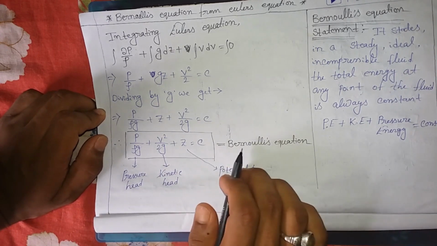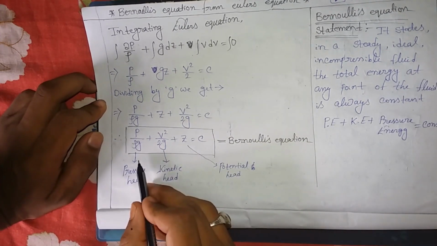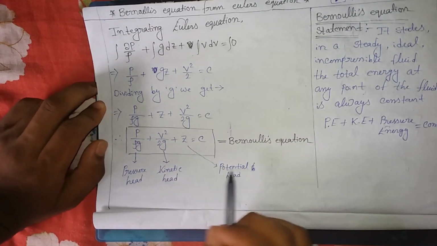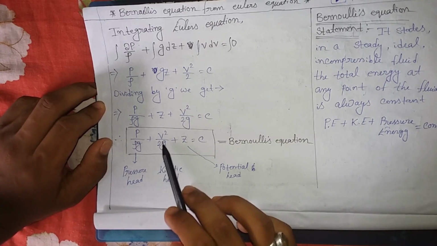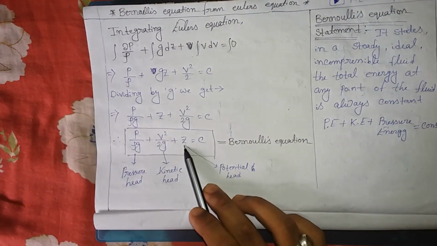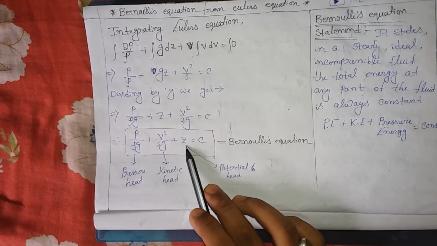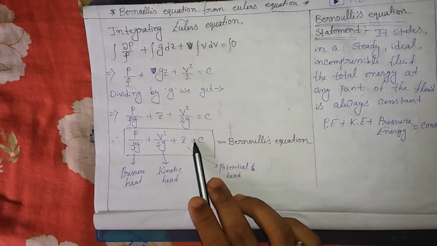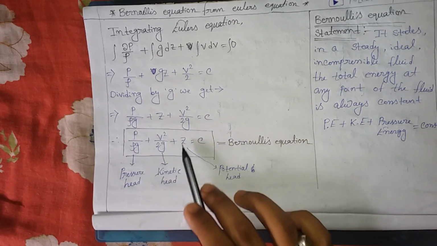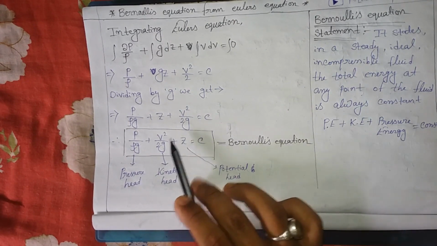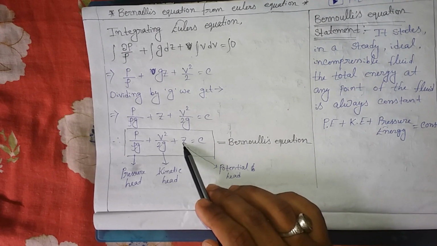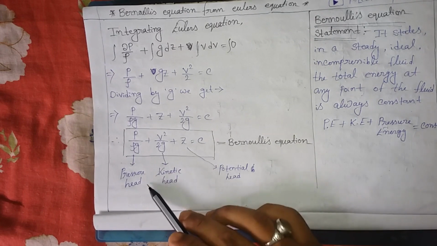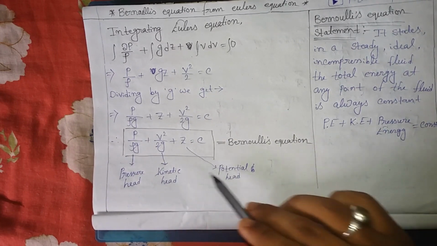So this is Bernoulli's equation, where this is the pressure head, this is the kinetic head, and this is the potential head. We know these as energies: p by rho g and v square by 2g as kinetic energy, and this as potential energy, but this is not energy, this is just potential head. And what is head? Energy per unit weight is head. We are writing this per unit weight. That means potential energy per unit weight, kinetic energy per unit weight, pressure energy per unit weight. This is why I am writing pressure head, kinetic head, and potential head.